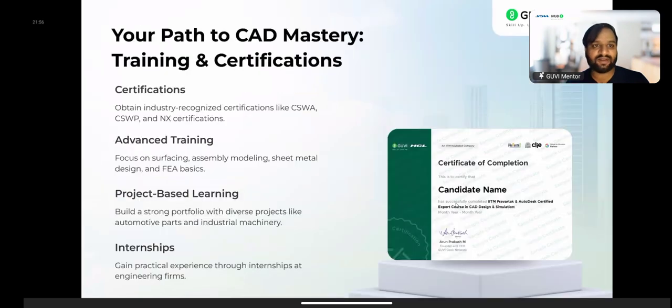So moving on to the next slide. Now let's see what your path to CAD mastery, training and certification will be. As I told you before, these are the major skills required as a designer.